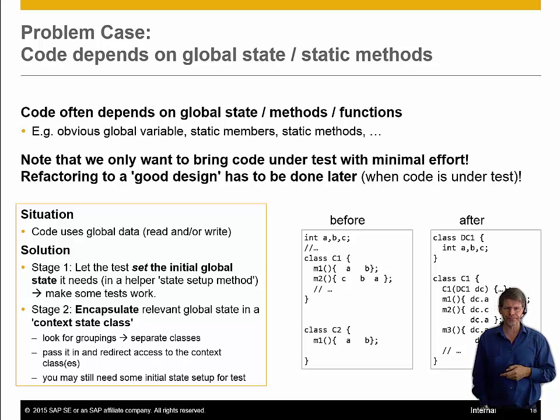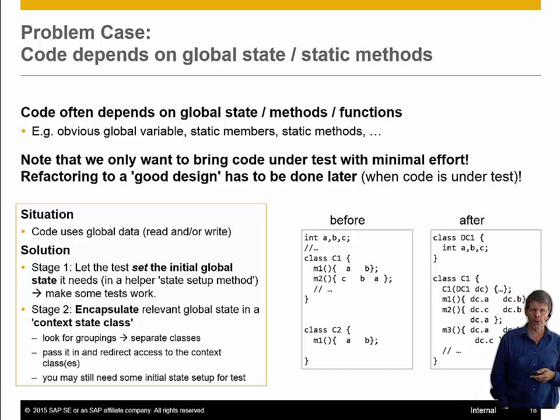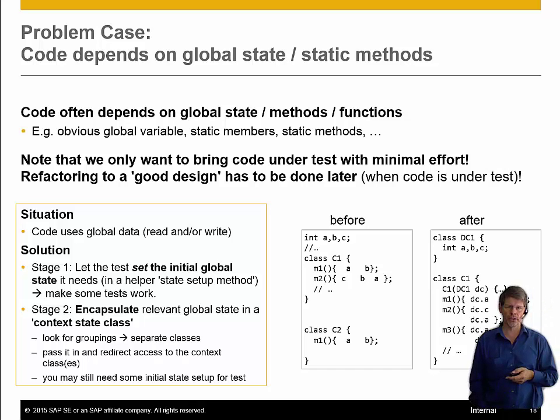No, actually, it's not. You have some integers that are global and some class that uses them. So A, B, C is the global state, and C1 is using them and C2 is using them as well. So you see that there's coupling between C1, the methods M1 and M1, even of C1 and C2, over those global variables. So what can you do?